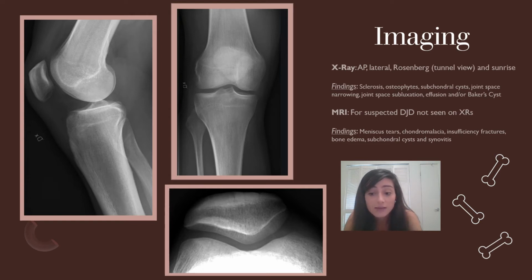So on the MRI, sometimes you can see meniscus tears, cartilage degeneration, insufficiency fractures. You can definitely see that, but that is part of the arthritic picture most commonly. You can also see bony edema and subchondral cysts and synovitis. So, commonly in patients with arthritis, they'll also have a meniscus tear.